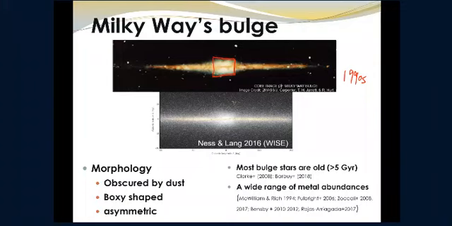And most stars in the bulge appear to be quite old, even much older than 5 gigayears. These stars cover a wide range of metallicity, from metal rich to metal poor, so this is also a very interesting aspect of the Milky Way bulge.